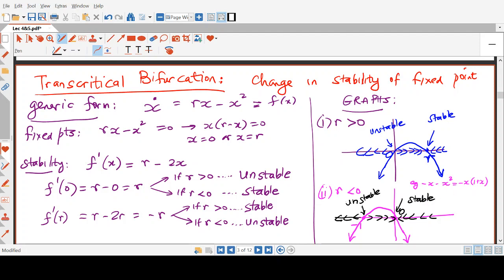So in the blue picture, the top one has 0 being unstable. The bottom one has 0 being stable. You see, there's a change in stability brought about by the value of r. This is called a bifurcation point.